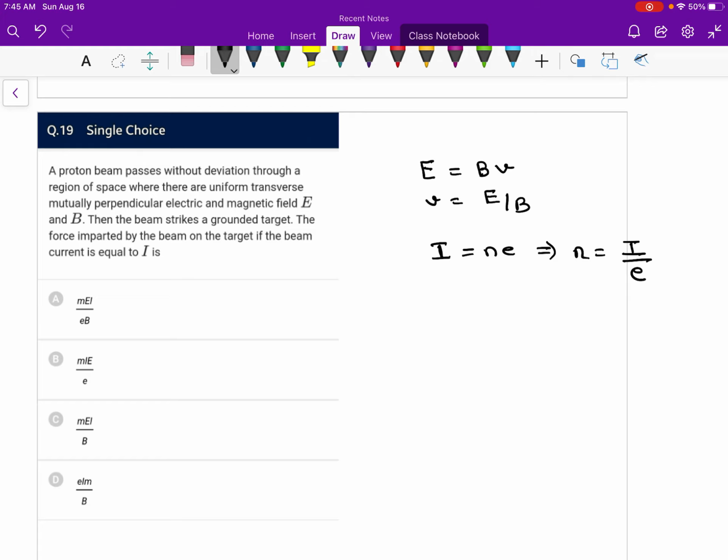Now force exerted on the target is momentum delivered per second, which is Nmv. So that is N, which is I by e, mv is mE by B. So I m E upon small e B. So A is the correct option.